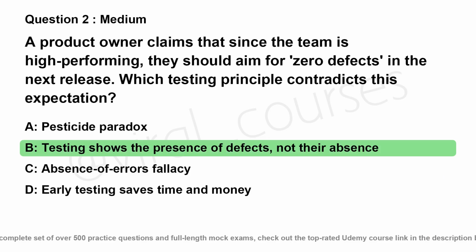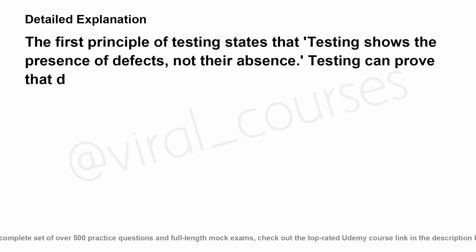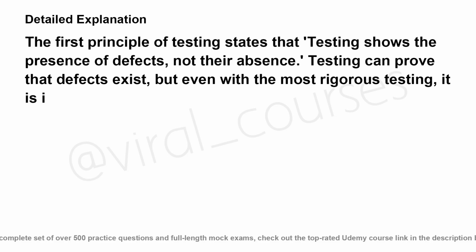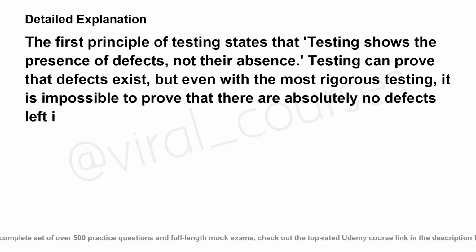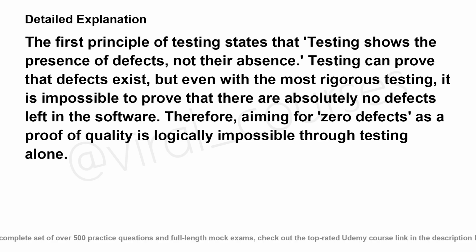The correct answer is B. The first principle of testing states that testing shows the presence of defects, not their absence. Testing can prove that defects exist, but even with the most rigorous testing, it is impossible to prove that there are absolutely no defects left in the software. Therefore, aiming for 0 defects as a proof of quality is logically impossible through testing alone.